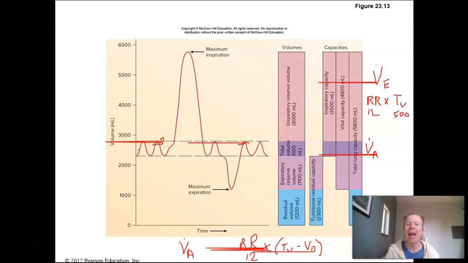And you do not have to memorize all of these volumes. Don't worry about memorizing all of them. I would say you should know that tidal volume is about 500. You should know that a normal respiratory rate is 12. Other than that, if you need any of these volumes, I'll give them to you.